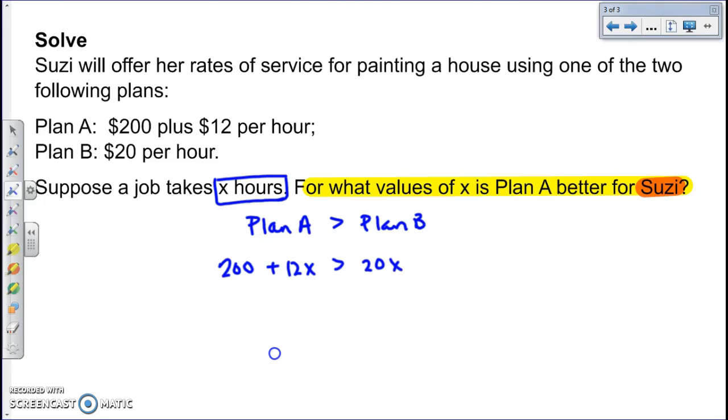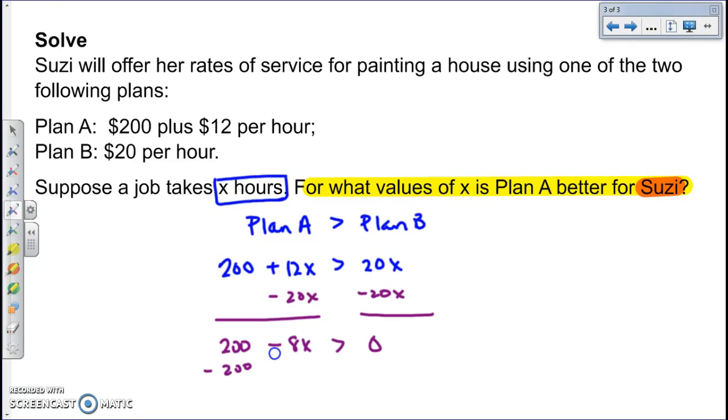So just solve for x. Let's get your variable on one side of the inequality. Recall that I prefer that your variable stays on the left-hand side. So I'm going to bring 20x over to the left-hand side. So we have 200 minus 8x is greater than 20x minus 20x, which is going to be 0. Now bring the constant to the right-hand side, and we have negative 8x is greater than negative 200.